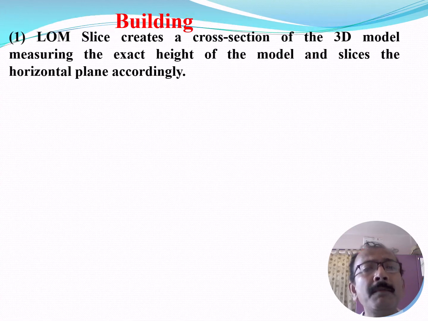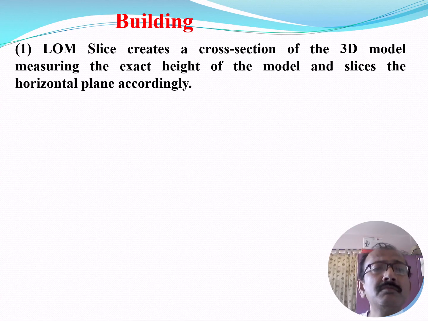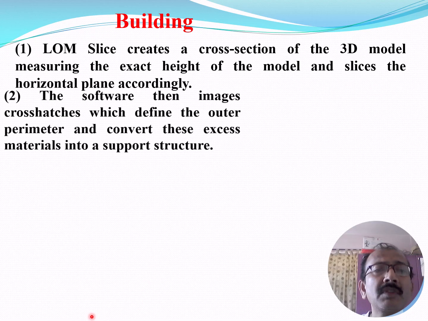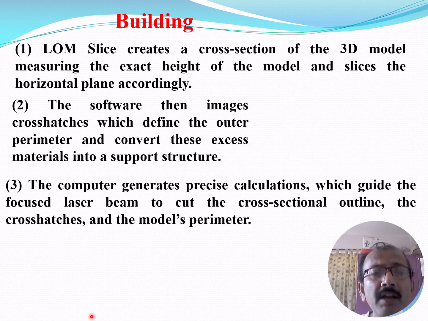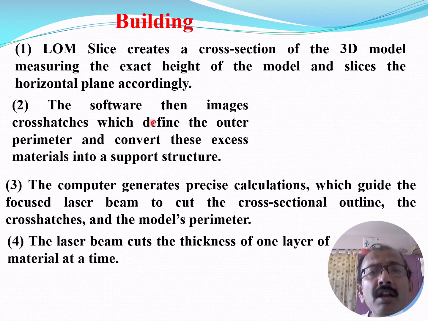Now the building. Number one, the laminated object manufacturing slice creates a cross section of the 3D model, measuring the exact height of the model and slicing the horizontal plane accordingly. The software then images the cross section, which defines the outer perimeter, and converts the excess material into the support structure.